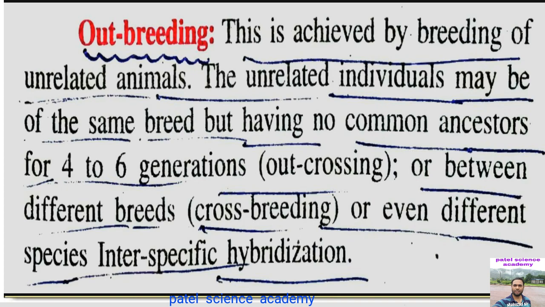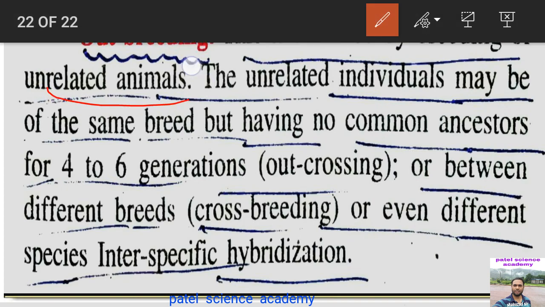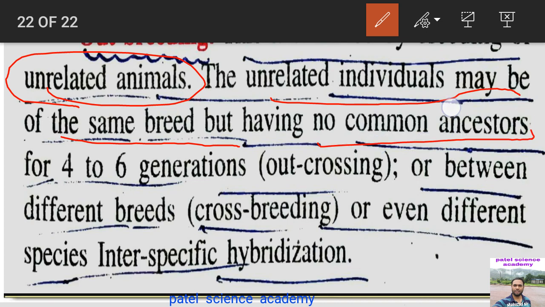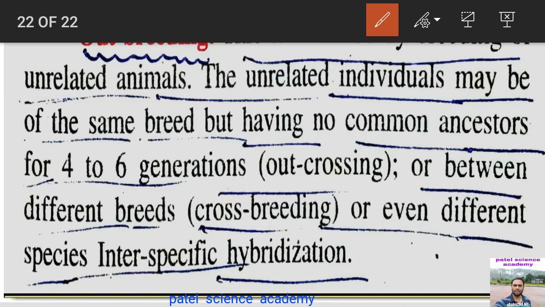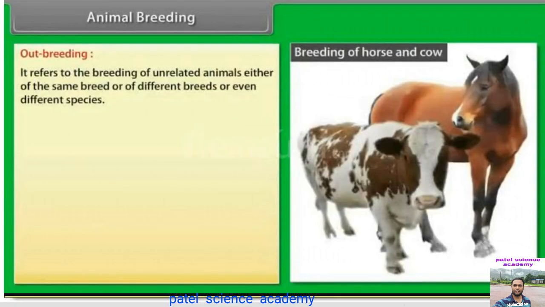This is achieved by breeding of unrelated animals. As you know, dear students, the unrelated individuals may be of the same breed but have no common ancestor for 4 to 6 generations. This is called outcrossing; between different breeds it is called crossbreeding; and even between different species it is called interspecific hybridization. All that we'll see one by one here. So this is the difference between inbreeding and outbreeding.